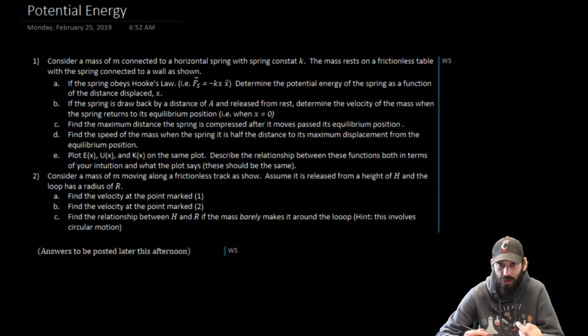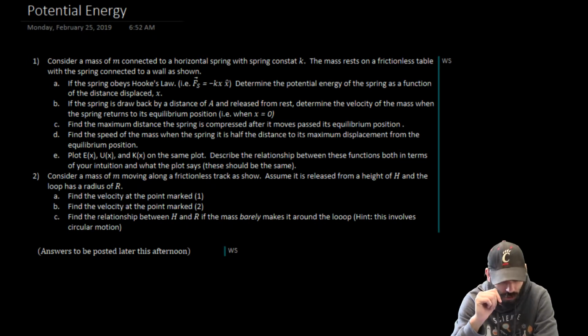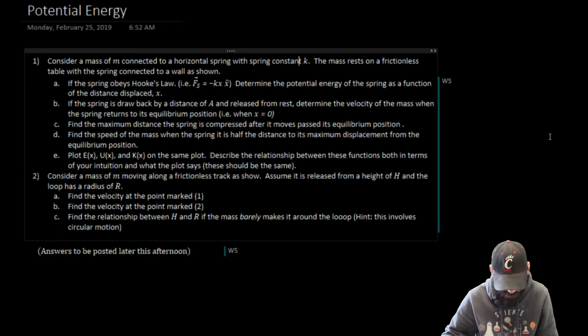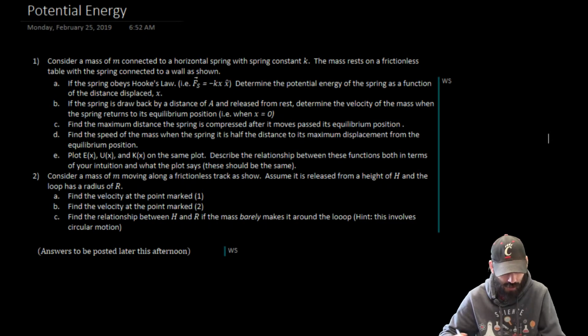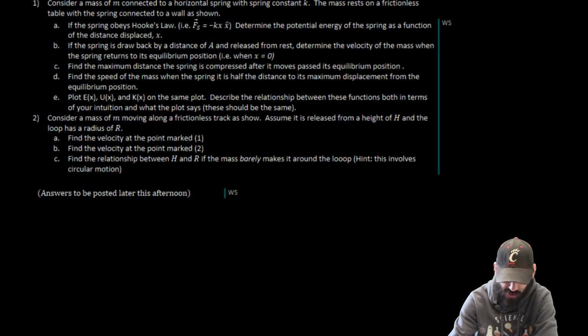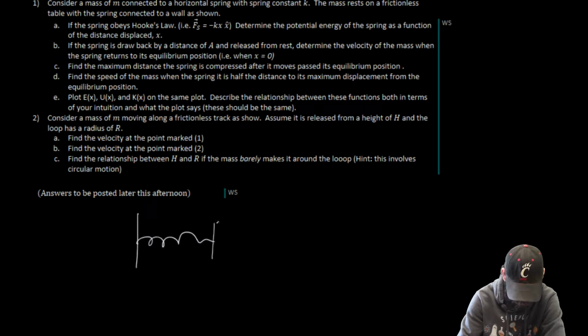All right, so this video is going to be a solution for this potential energy homework set that I have. The first question here was to consider a mass connected to a spring. It says that you have a mass of m connected to a horizontal spring with a spring constant of k. The mass rests on a frictionless table with the spring connected to the wall as shown. So here is the picture for our mass on a spring.